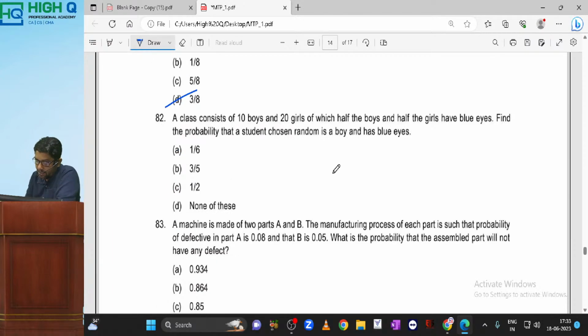A class consists of 10 boys and 20 girls, of which half the boys and half the girls have blue eyes. That means 5 boys and 10 girls have got blue eyes. Find the probability that the student chosen at random is a boy and has got blue eyes. My dear, 5 by 10. That is a boy, so my sample space is only boys, and from those boys he has to be a blue-eyed person. So 5 by 10.